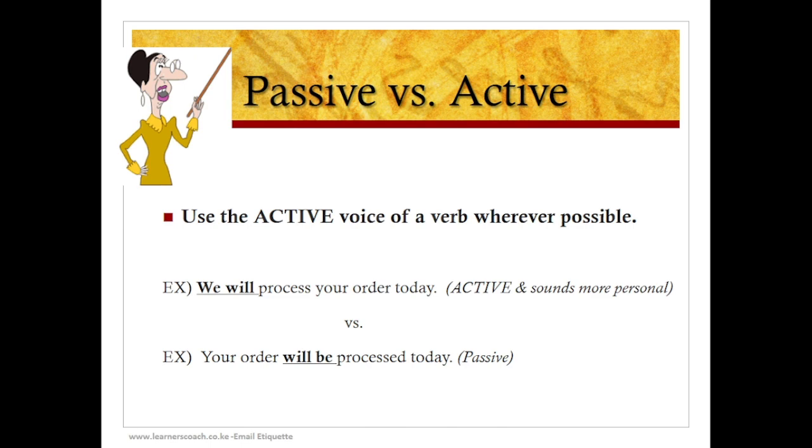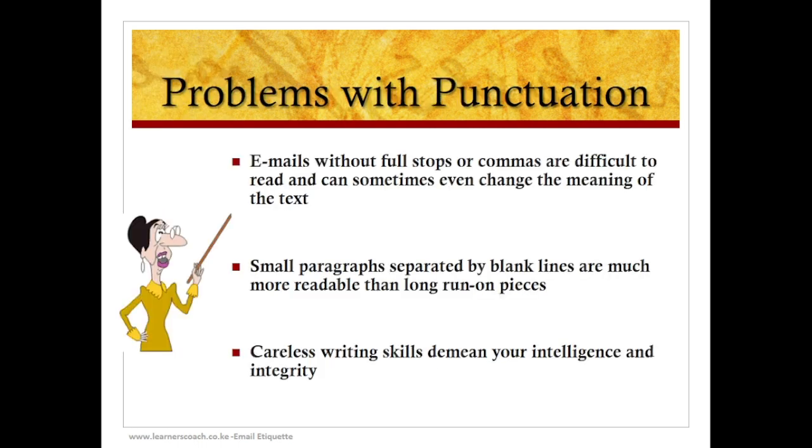So there's an example of how to use passive and active tone in our voice in this particular situation, right? Like for example, if you want to use an active voice, you can say, "We will process your order today." That is a very active voice, right? It sounds even personal. On the other hand, you can use passive voice: "Your order will be processed today," right? So always endeavor to use the active voice of a verb wherever possible.